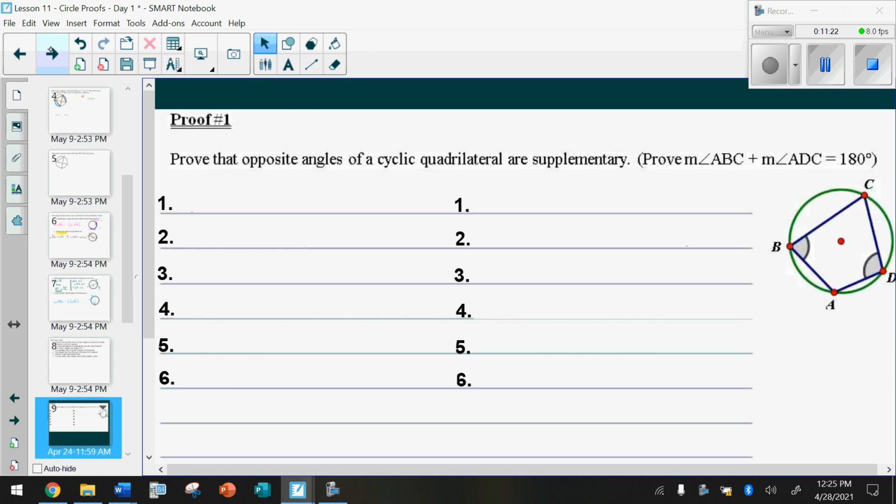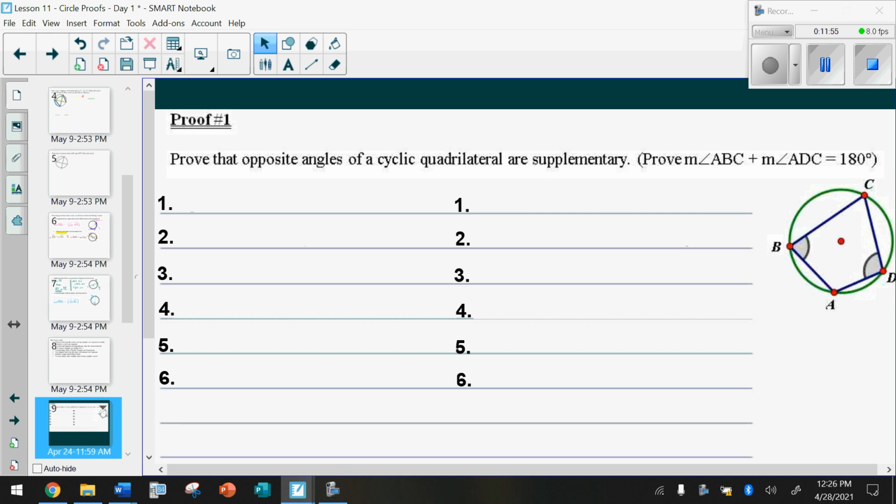Okay, so shake it out. Let's do a proof. What we're going to do is prove that the opposite angles of a cyclic quadrilateral are supplementary. So we're going to prove one of the theorems that I gave you early on in this unit. That means we are trying to prove that the measure of angle ABC plus the measure of angle ADC add up to 180. The opposite angles in our quadrilateral add up to 180. We're trying to prove that.